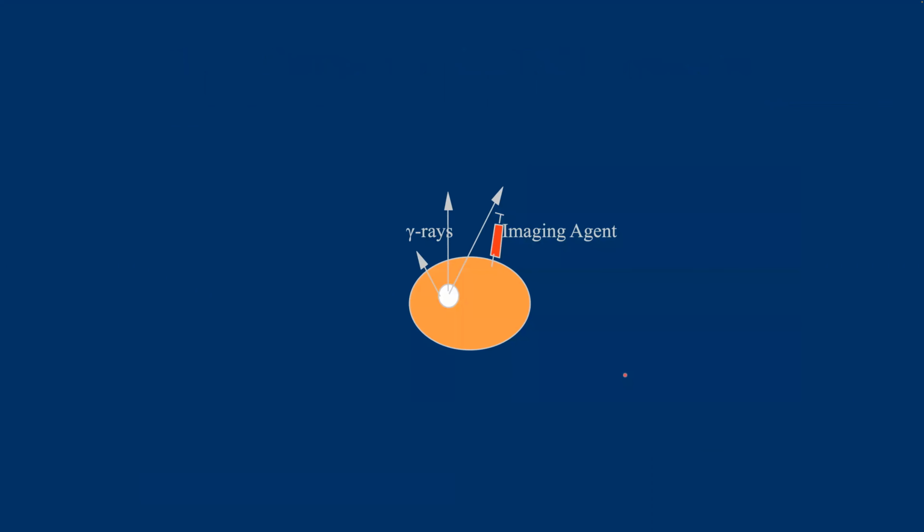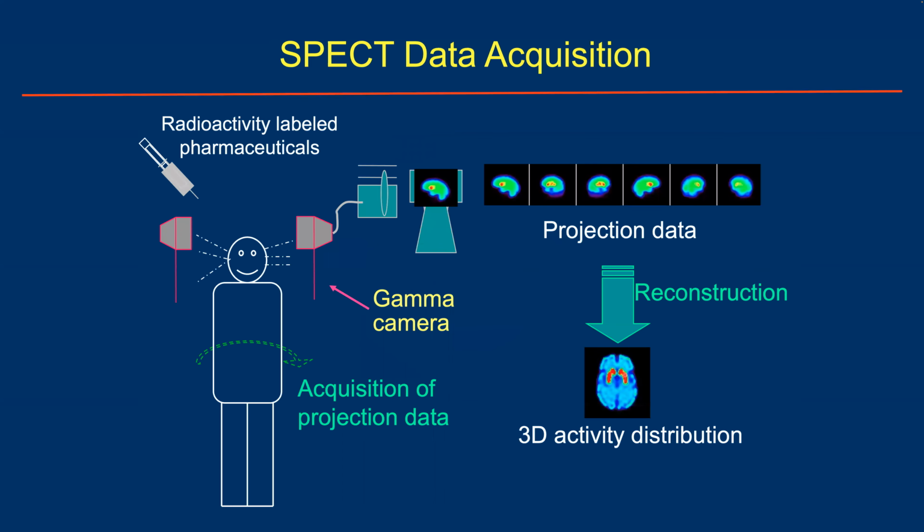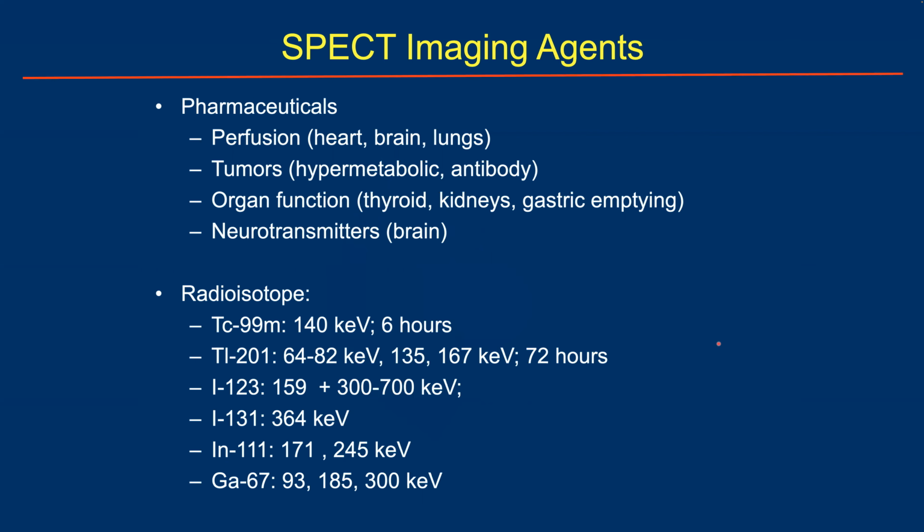So how do we acquire SPECT imaging? We first inject a radiopharmaceutical labeled tracer into the patient. Then after a certain time, the tracer will distribute in the patient, and we'll measure the gamma rays emitted from the patient using a gamma camera. We will rotate a gamma camera around the patient body to take a 2D snapshot, which we define as a projection image. And we do this through multiple angles. Then we'll get a series of projection images. Then we will perform image reconstruction, which provides us with 3D activity distributions.